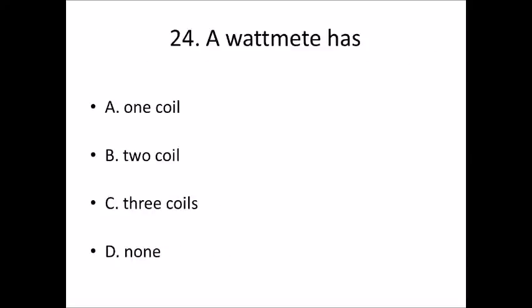24th bit. A wattmeter has option A, 1 coil. Option B, 2 coil. Option C, 3 coils. Option D, none. Answer guess cheyandi. Answer option B, 2 coil.